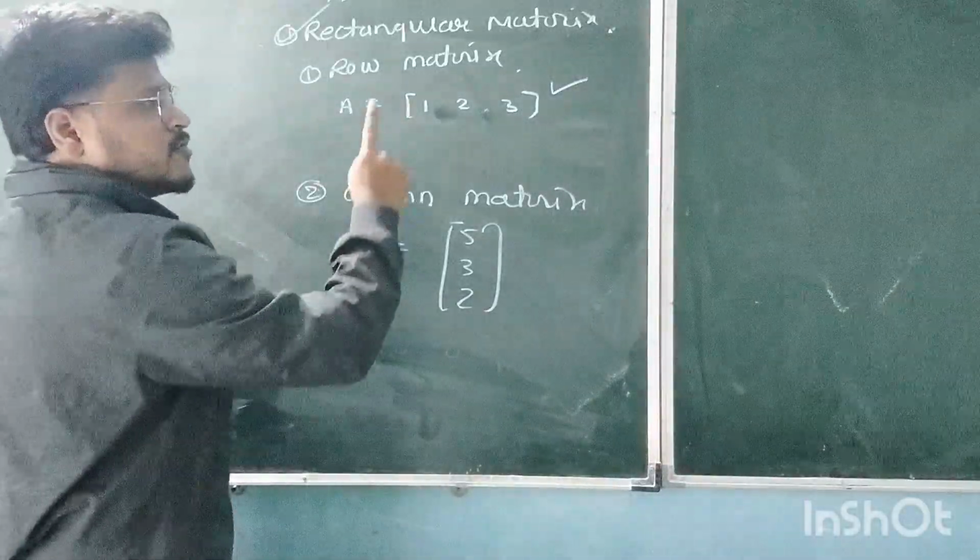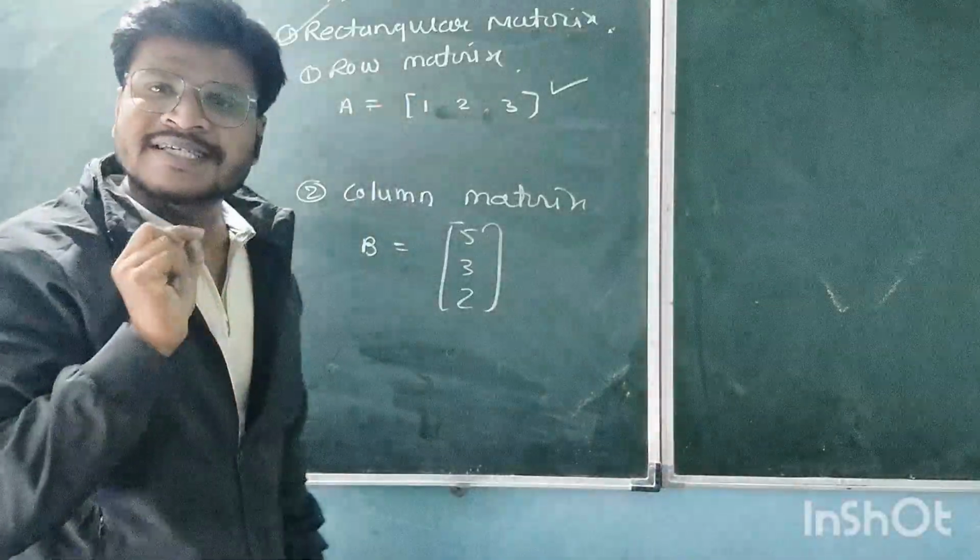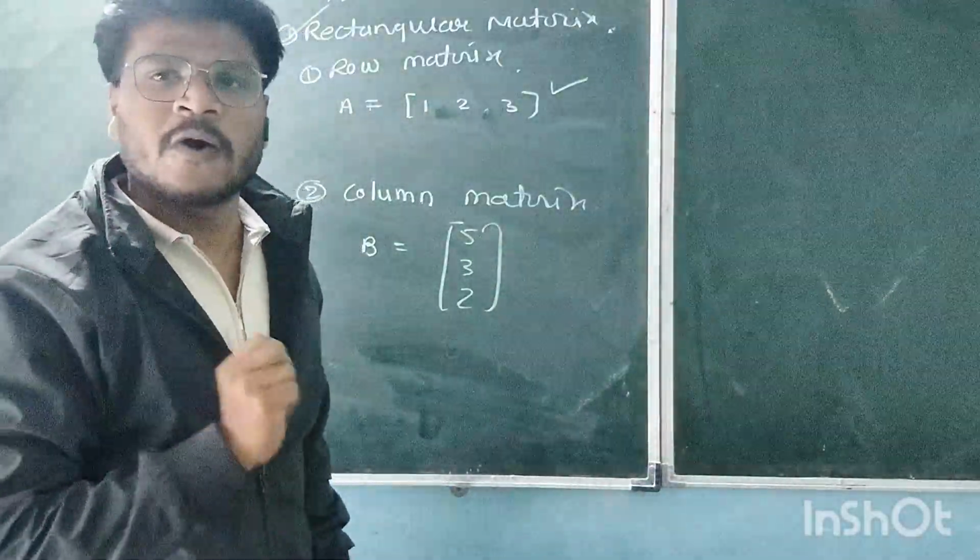How many rows? If only a single row is there, then it is called a row matrix. If only a single column is there, then it is called a column matrix.